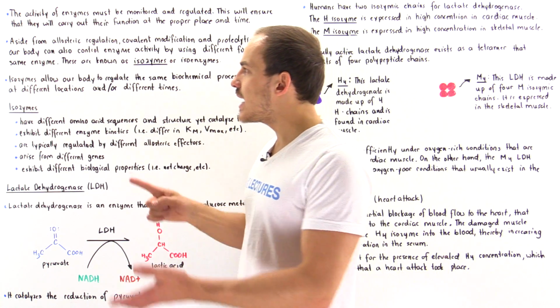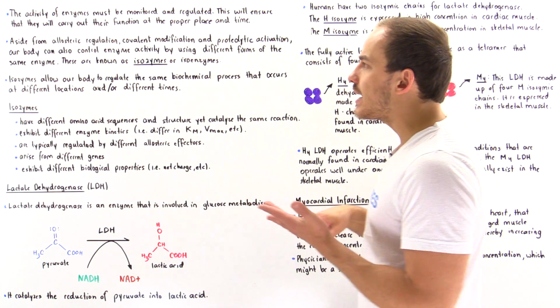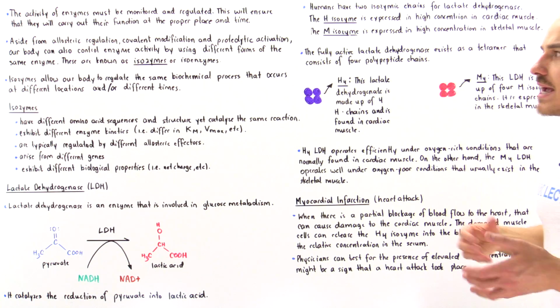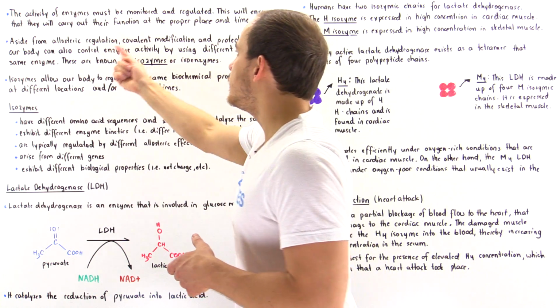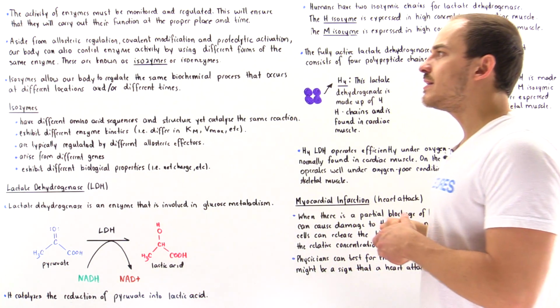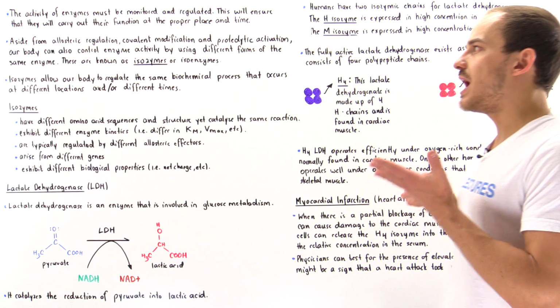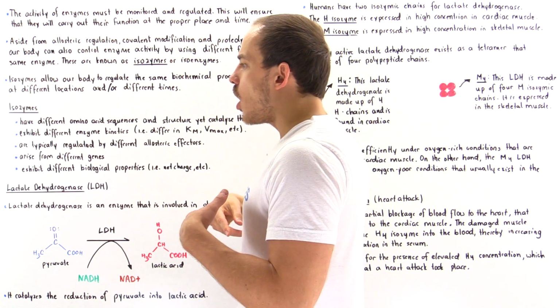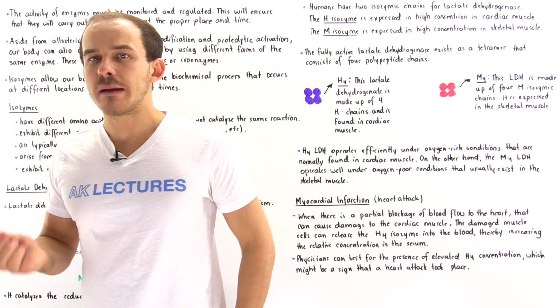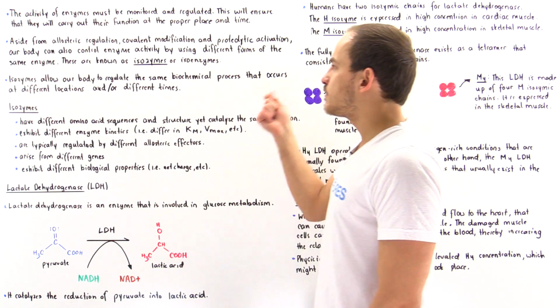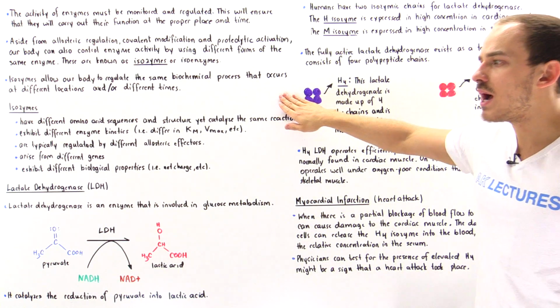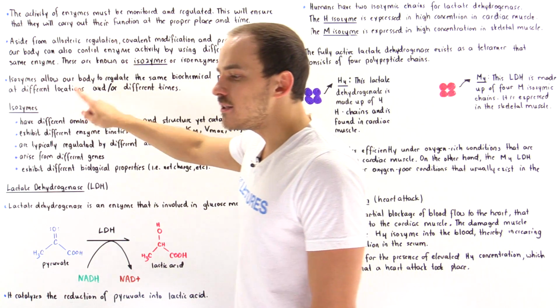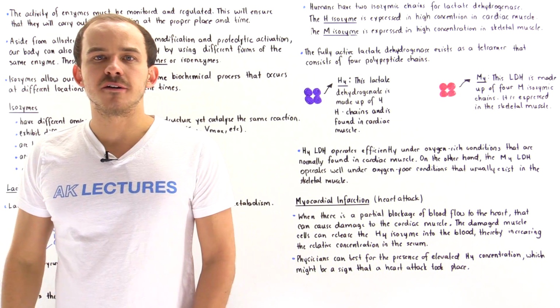So we see that not only can our body control and regulate enzyme activity by using these 3 different types of mechanisms, it can also use isozymes. And isozymes are these different forms of the same type of enzyme that carries out a specific type of biochemical process that takes place at different locations and at different times.